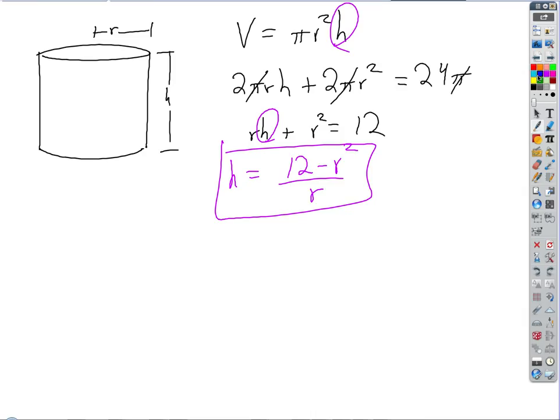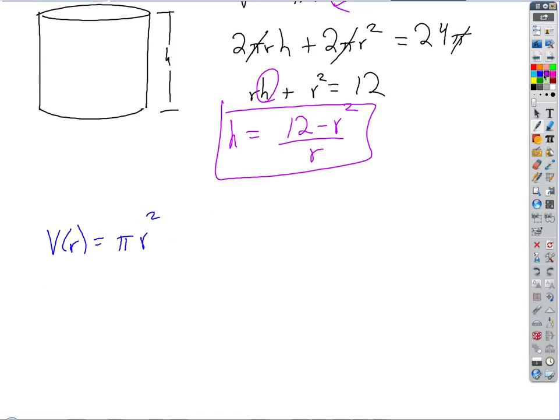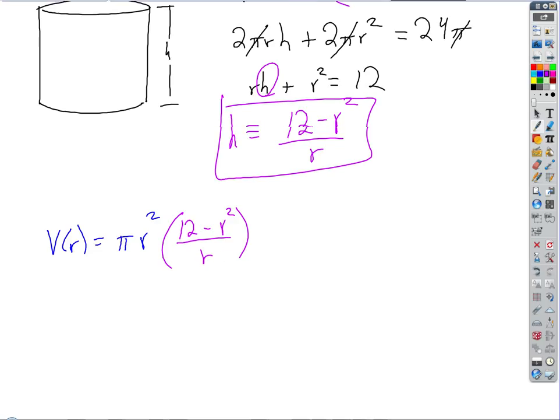So what is our primary equation as a function of that? Well, I'm going to make this substitution. So what do I get? V equals V of r. That's the one we're going to have left, because I'm going to substitute my h. So V of r equals pi r squared times h, which looks like 12 minus r squared over r. Okay, so what should I clearly do to that?